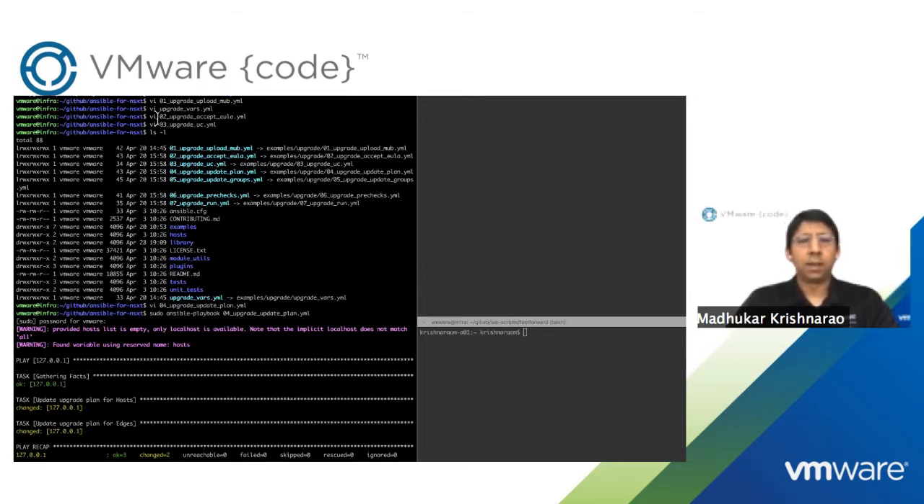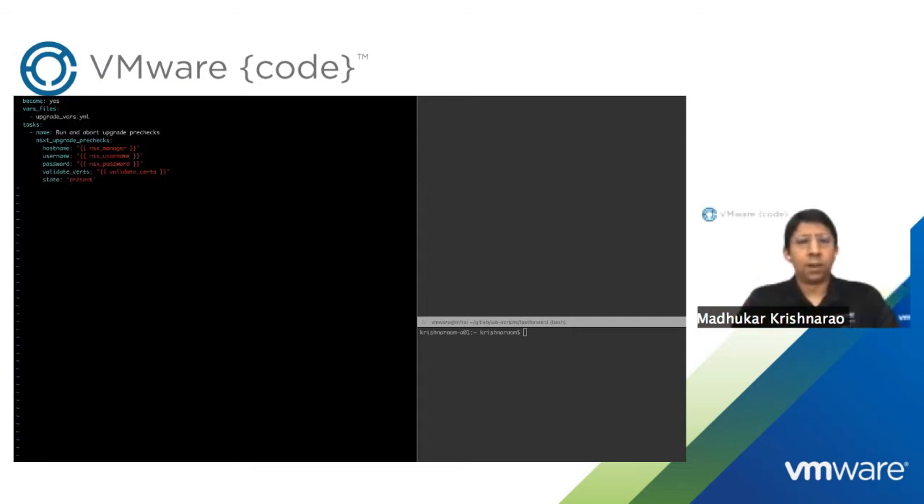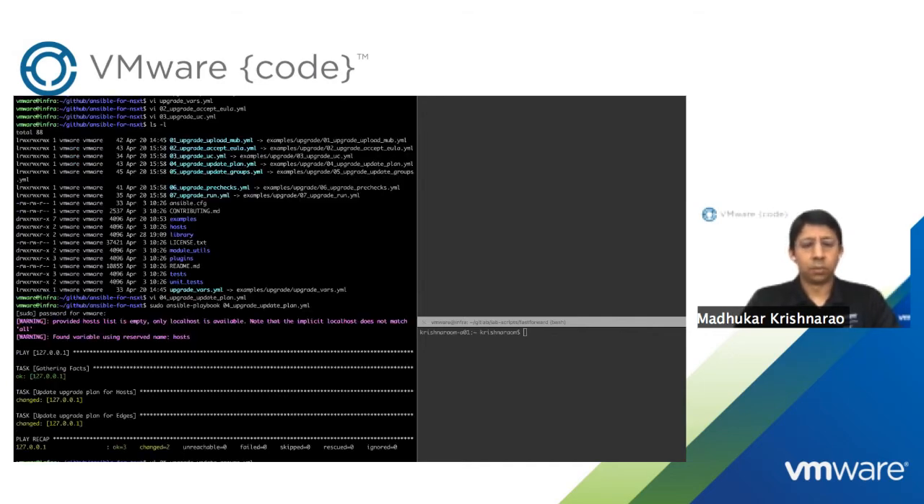You can also notice that I've named the playbooks with a numbered sequence. It's just easier for me to go from one to another. Running a pre-check, the playbook looks very straightforward. I'm just calling the upgrade pre-checks playbook. So, run that.